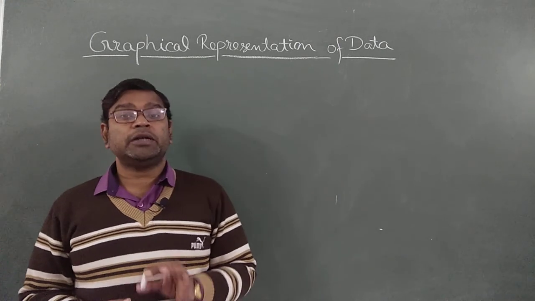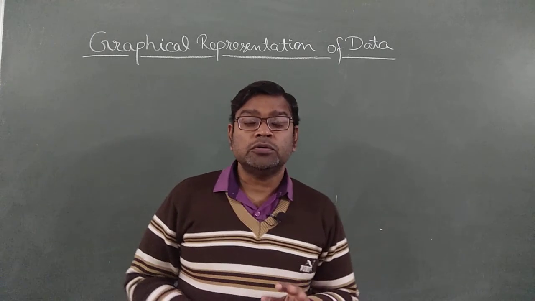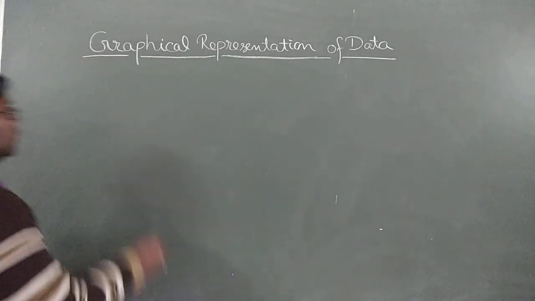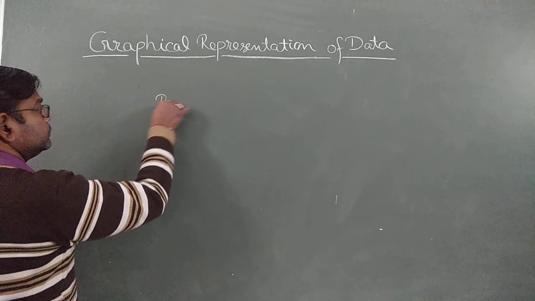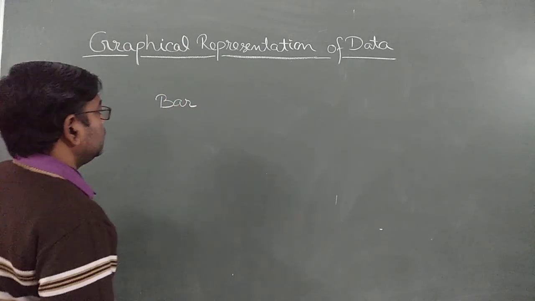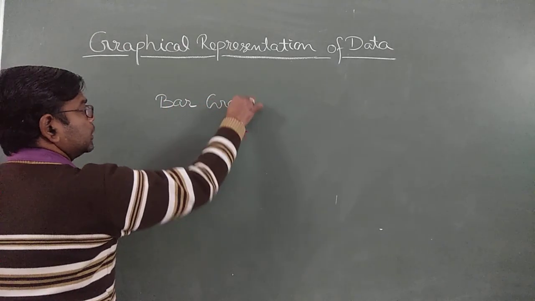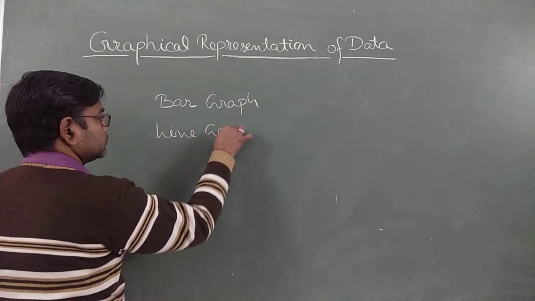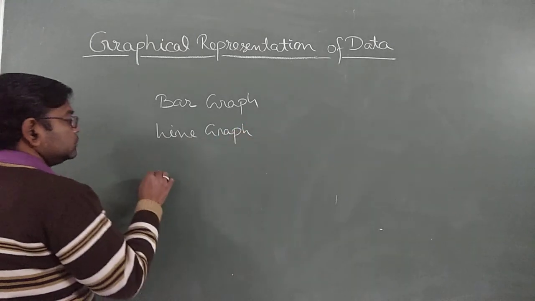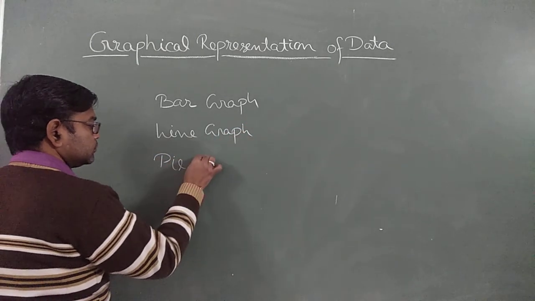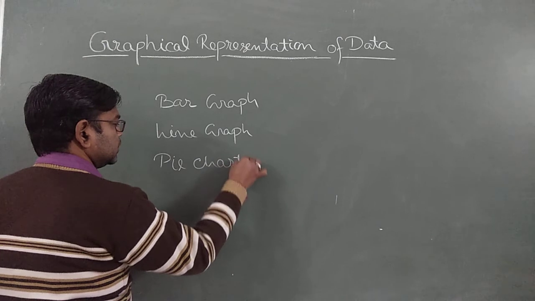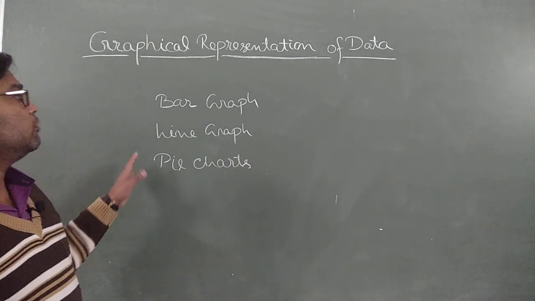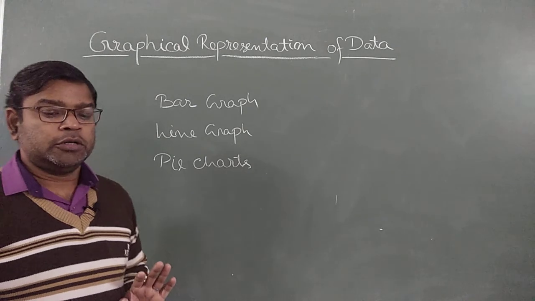Actually there are different types of graphs we use to represent the data. These graphs are, first one is your bar graph, second one is your line graph, pie charts, and so on. Many more are there. These are some examples. So we are going to discuss these types of graphs one by one. So let's start.